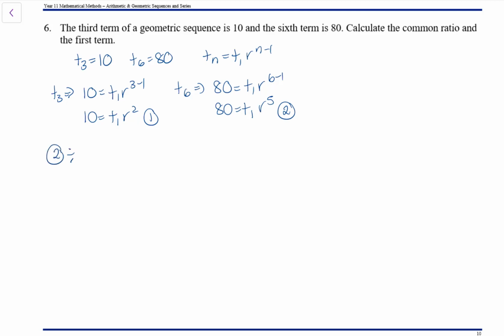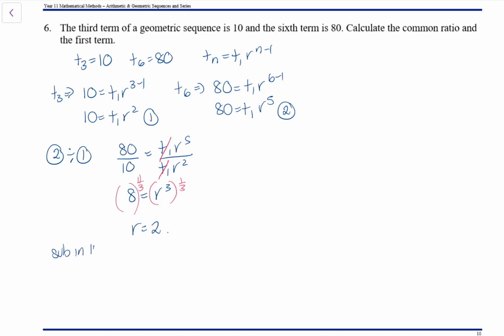So if you go 2 divided by 1, you're going to have 80 divided by 10 equals T1 r to the 5 divided by T1 r squared. And you'll see the r's cancel. Okay? So now 80 divided by 10 is 8. r to the 5 divided by r squared is r cubed. To get what r is, put both sides to the power of a third, which is the same as cube rooting both sides. So my r is equal to 2.